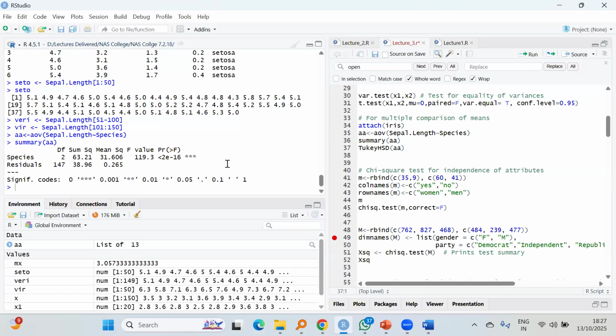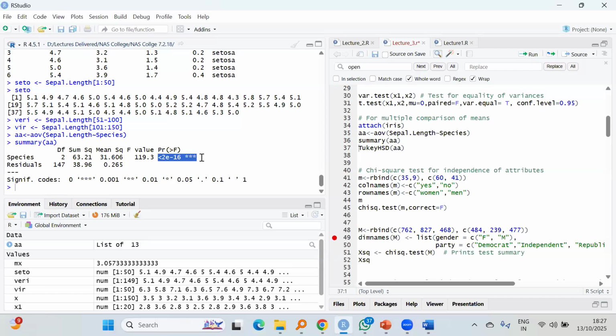And this is what? This is the p value. It means it is 2 into 10 to the power minus 16. 2 into 10 to the power minus 16.